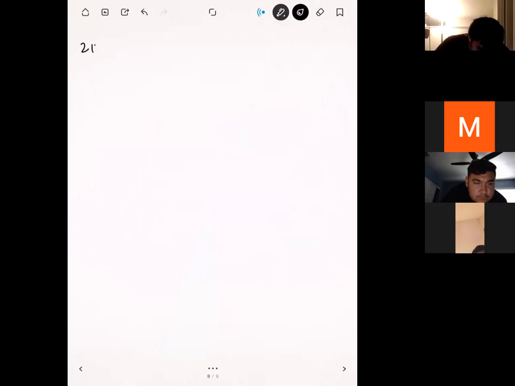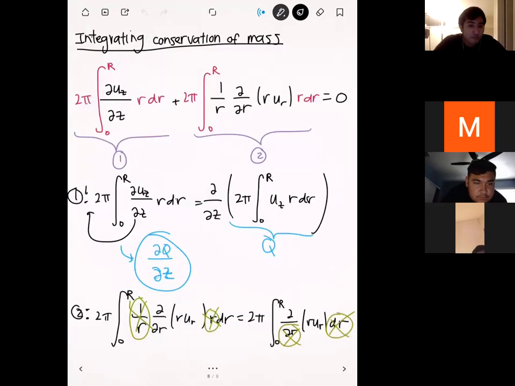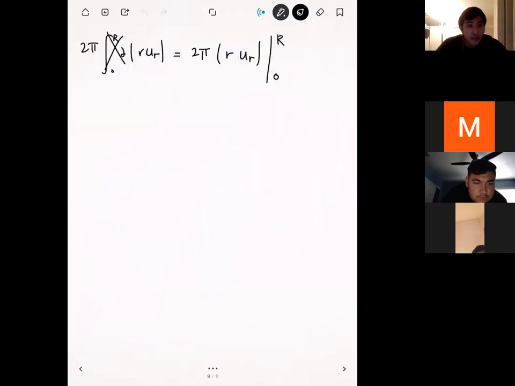All right, and so after that, what we have is 2 pi integral from 0 to big R of partial r u_r, okay? And now the integral and the partial are going to cancel out. And so we have 2 pi r u_r, and this is going to be evaluated from 0 to big R, right? So it's like we performed the integral, but we didn't actually have to perform an antiderivative, because we had that partial there, okay? And so now what we can do is just evaluate what's inside the parentheses at the two integration bounds, okay?